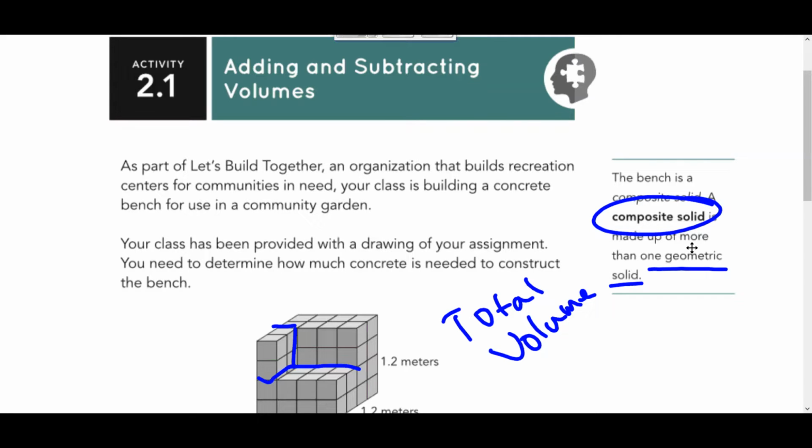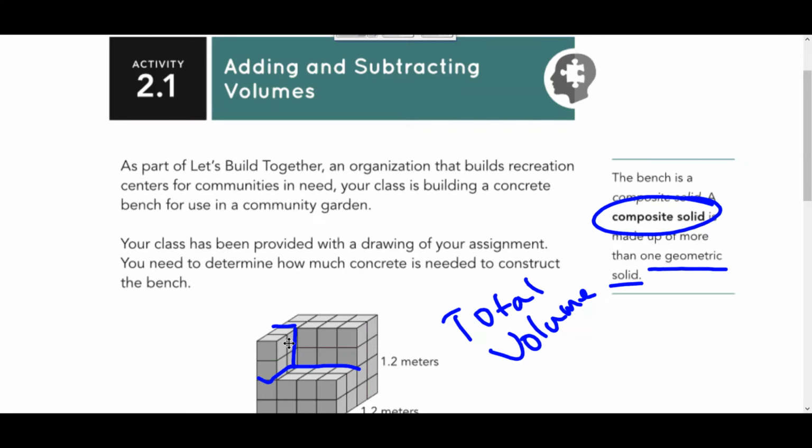So if you think composite shapes are flat shapes like squares, rectangles, parallelograms, trapezoids, triangles put together, you have to break them apart, find the area, add them together to get the composite shape. Composite solids is the three-dimensional version of those, all right? So instead of area, we're finding volume.